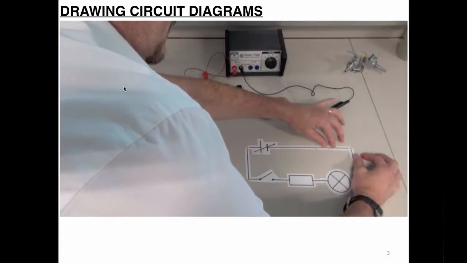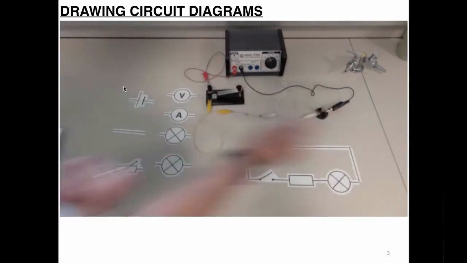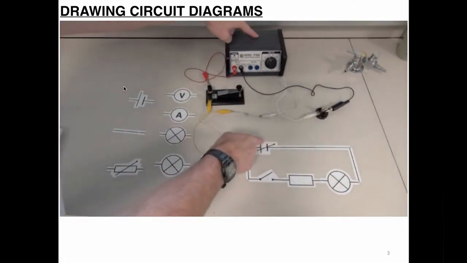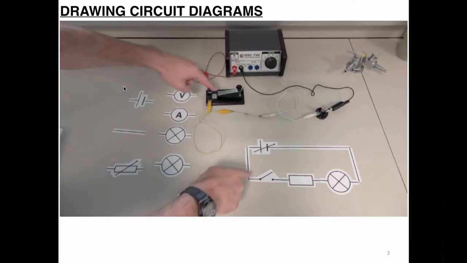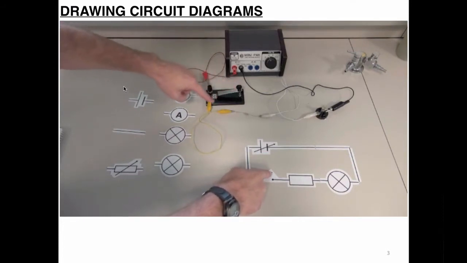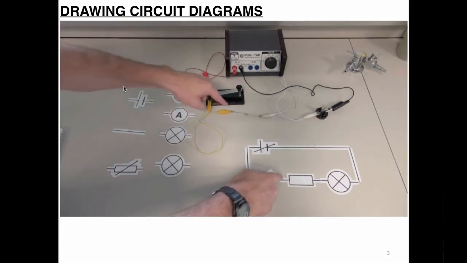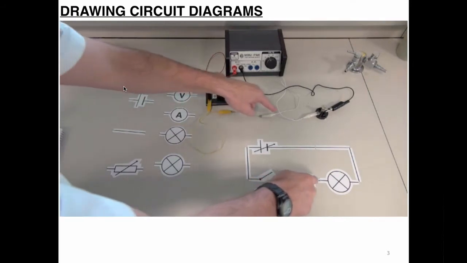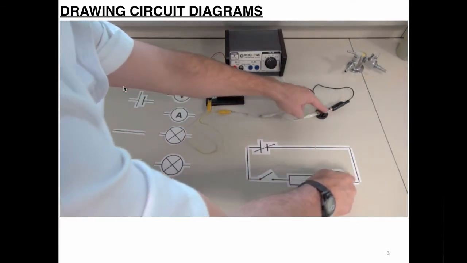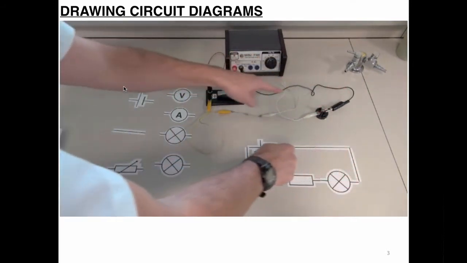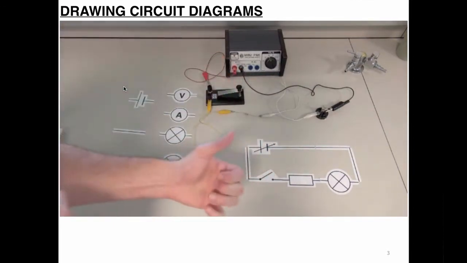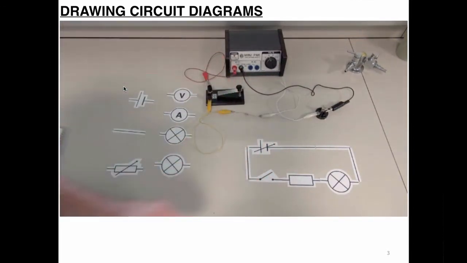Now if you download the worksheet, you can cut these symbols out and then use them. So there we go: from the power pack, through the switch, then down through the resistor, into the light bulb, and then following the wires back to the variable power supply. Okay, great job. Thanks for watching.